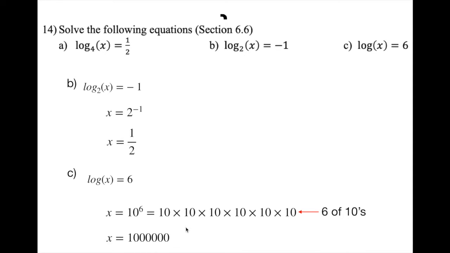1,000,000. So basically, each time you multiply by 10, you add a 0 to your result. So you have 6 of the 10s, so 6 of the zeros. 1, 2, 3, 4, 5, 6. So basically, that's your answer for part C.